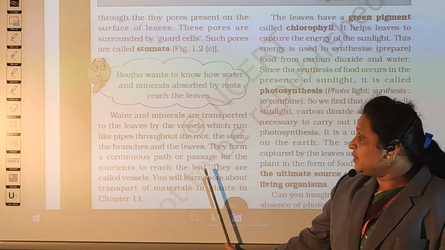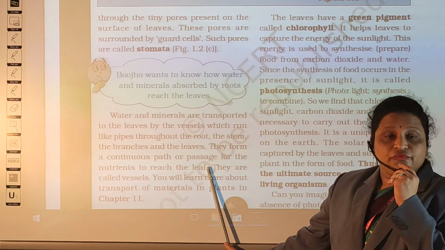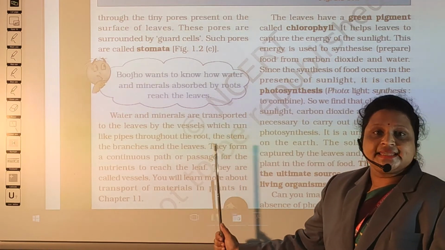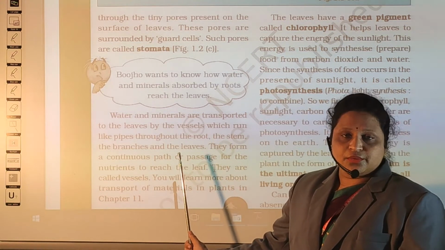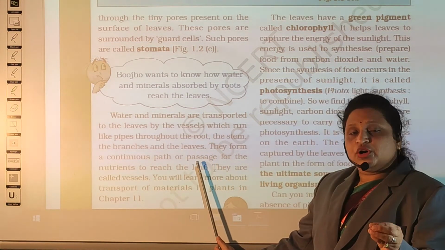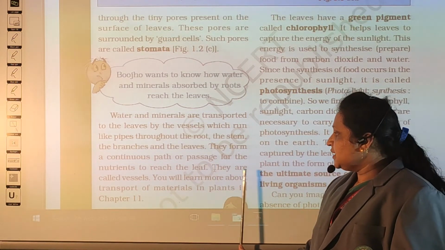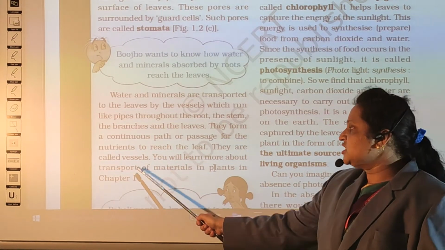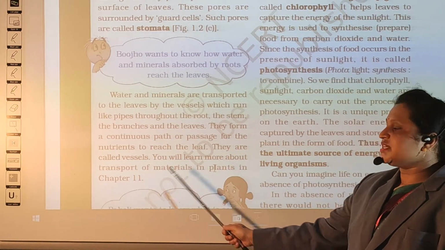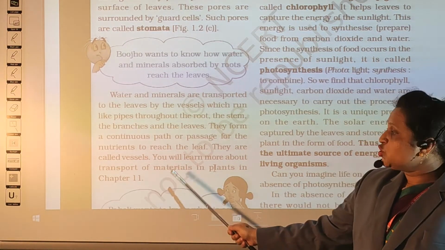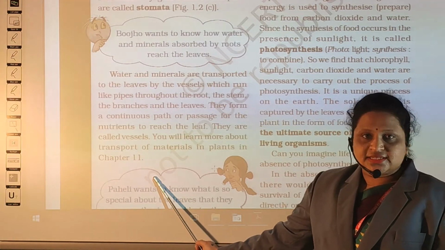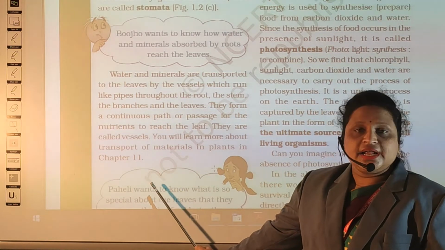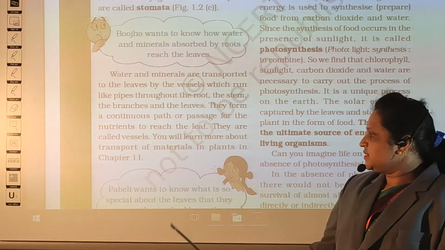In the human body, blood also flows. Same as in plants, vessels carry water to the plants. They are called vessels. You will learn more about the transport of materials in plants in chapter number 11. In chapter 11, it is explained in detail how the vessels carry water and nutrition for the plants.